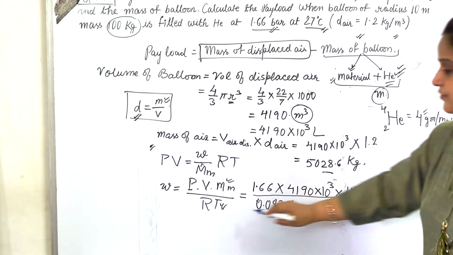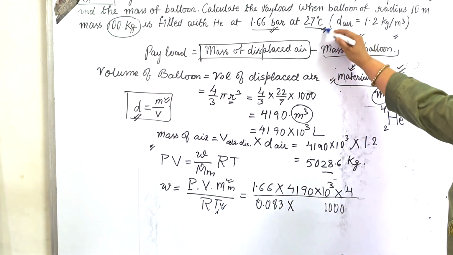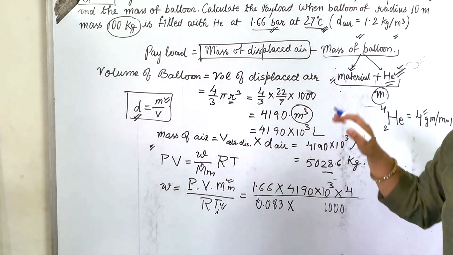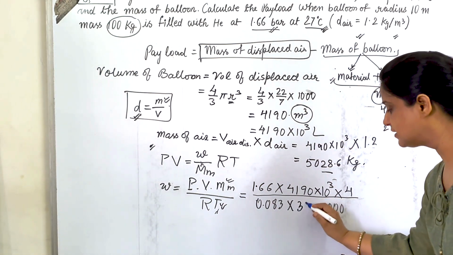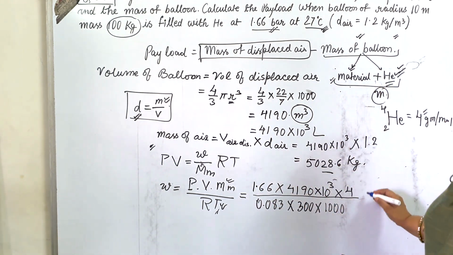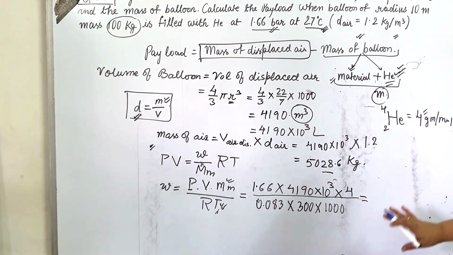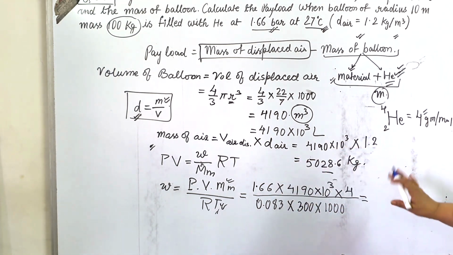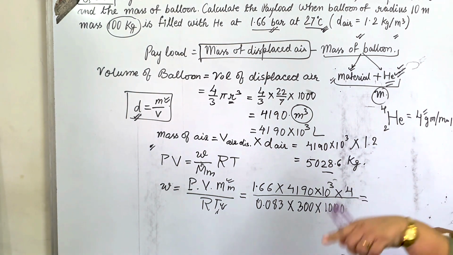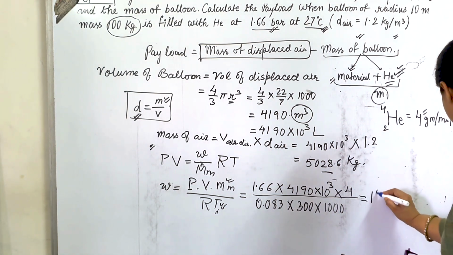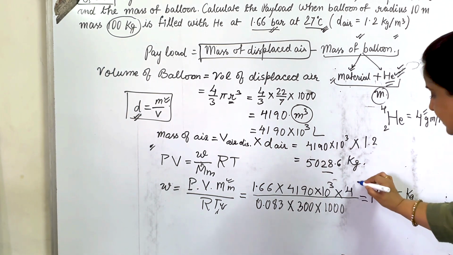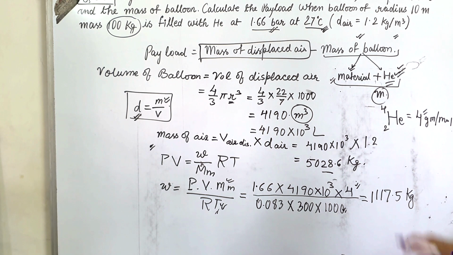The next thing you have to use is temperature. The temperature is also given here, that is 27 degrees Celsius, which I will convert into Kelvin. So this is what we will get, 300 Kelvin. When you calculate all these things, you will find that the mass of the helium gas inside the balloon will be 1117.5 kilograms. So we are getting it in kilogram. You must be understanding here.